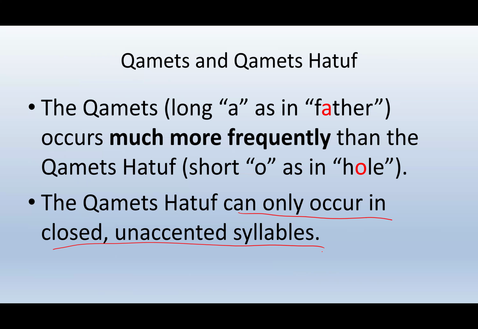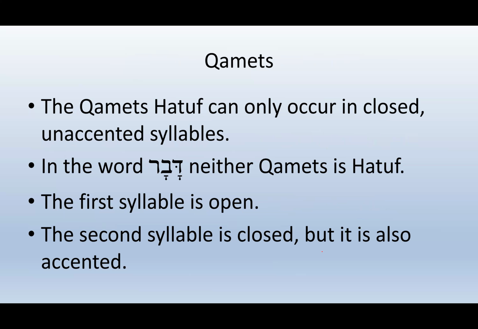Most of the time it's going to be A as in father, and sometimes if it's a closed, unaccented syllable, it could be a kametz hatuf with a short O sound. When I say short, it's part of the list of short vowels. The kametz hatuf can only occur in closed, unaccented syllables. In the word davar, neither kametz is a hatuf because the first syllable is open and the second syllable is closed, but it is accented. Var is the accented syllable. So both of those are just plain kametz.